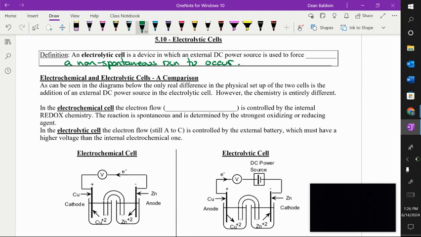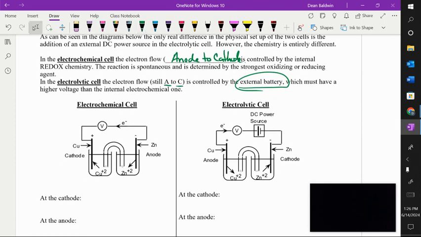So, electrochemical cell, which is what we did in part one, the electrons flow from anode to cathode. And that's controlled by the redox chemistry. Whichever one was the stronger oxidizing agent would force the electrons to move in a certain direction. An electrolytic cell, we still say it flows from anode to cathode, but everything is controlled by the battery. Okay?